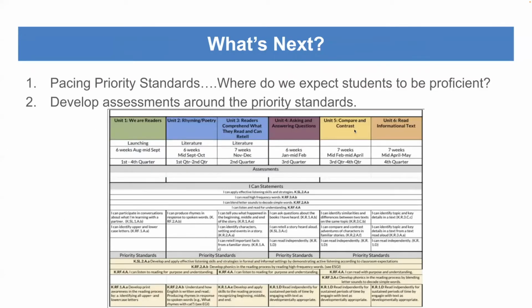So here's what we want to do. We want to start talking about how to pace your priority standards based on when you expect students to be proficient, because eventually you will develop assessment questions around those standards. So before we move into this part, I'm going to ask you to pause the video, go ahead, open up your management tool, and start finding your tabs that have your standards and your template before we dive in to go next.